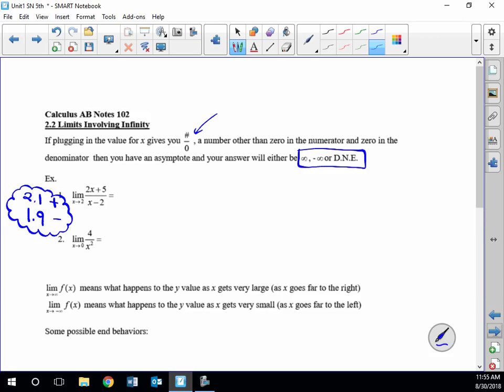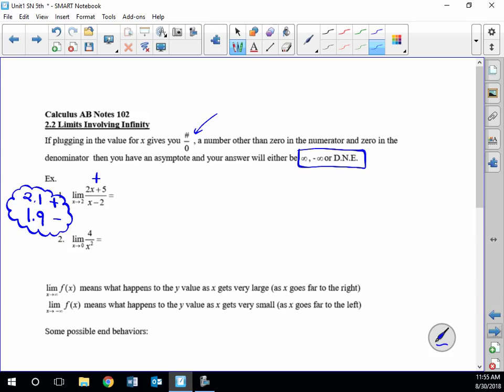So in the numerator, if I plug in 2.1 times 2, that's going to be about 4 plus 5 is 9. That's positive. So the numerator is positive. What about the denominator? Is it going to be positive or negative if I plug in 2.1?